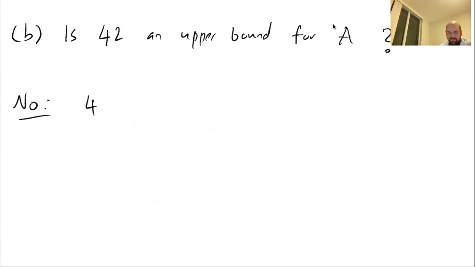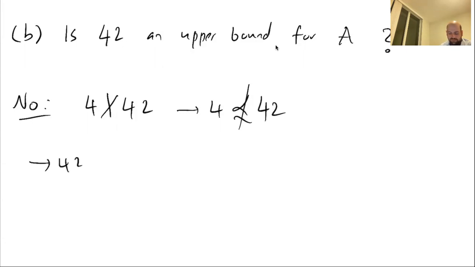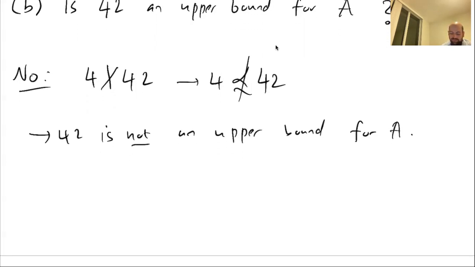For example, 4 does not divide 42. So that means 4 is not less than or equal to 42 in this relation. And therefore 42 is not an upper bound for A. Okay, so be careful, it's a little bit tricky. But if the relation was the standard less than or equal, yes, then 42 would be an upper bound for A, because it is bigger than or equal to every element of A in the standard concept. But in this case, being bigger than or equal comes from dividing, and 4 does not divide 42, so 4 is not less than or equal to 42.